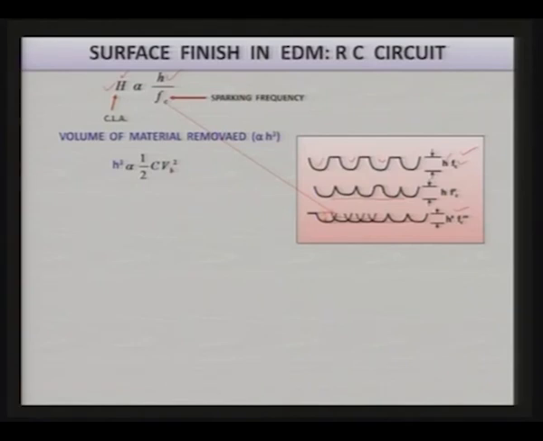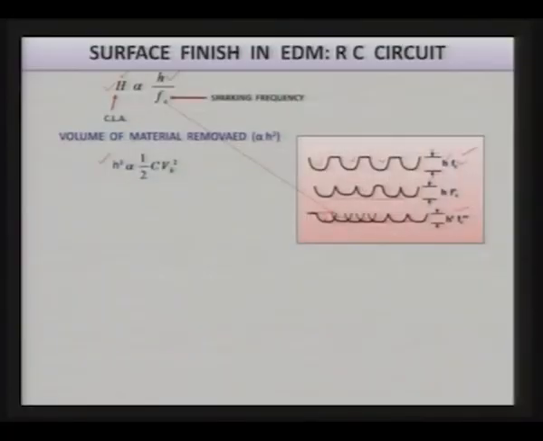What is the energy? The more the energy, the deeper the crater will be, and the larger the value of H. The less the energy, the shallower the crater, and the smaller the value of H. So we can write H cube is directly proportional to half C V_V squared. Or you can write H, that is the depth of the crater, proportional to C raised to power 1 by 3 and V_V raised to power 2 by 3.